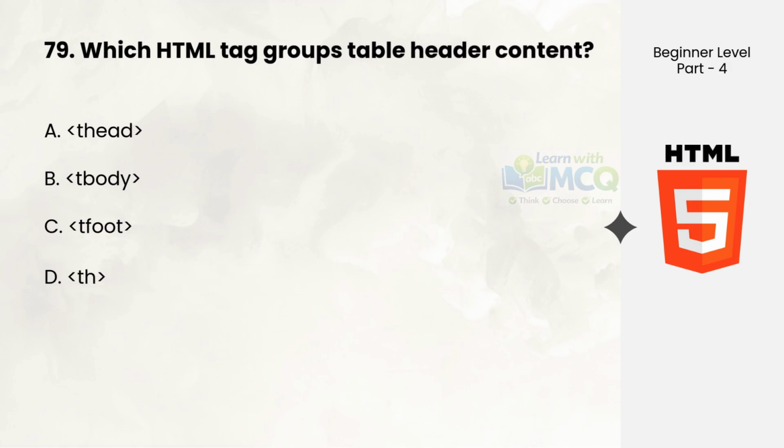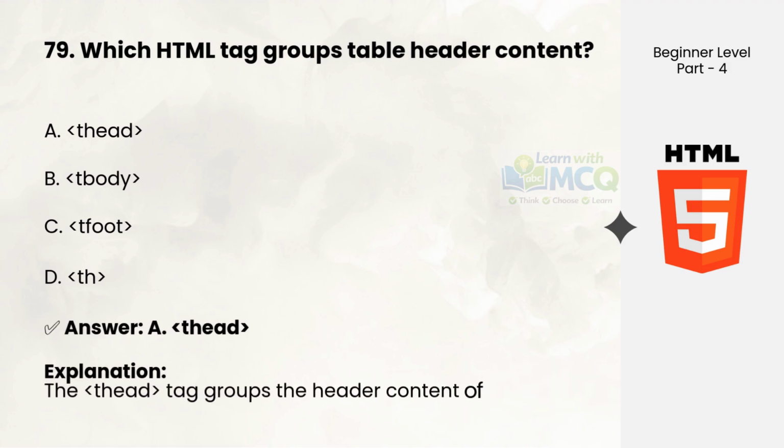Question 79. Which HTML tag groups table header content? Options are A. T-head, B. T-body, C. T-foot, D. Th. The correct answer is A. The T-head tag groups header content in a table.